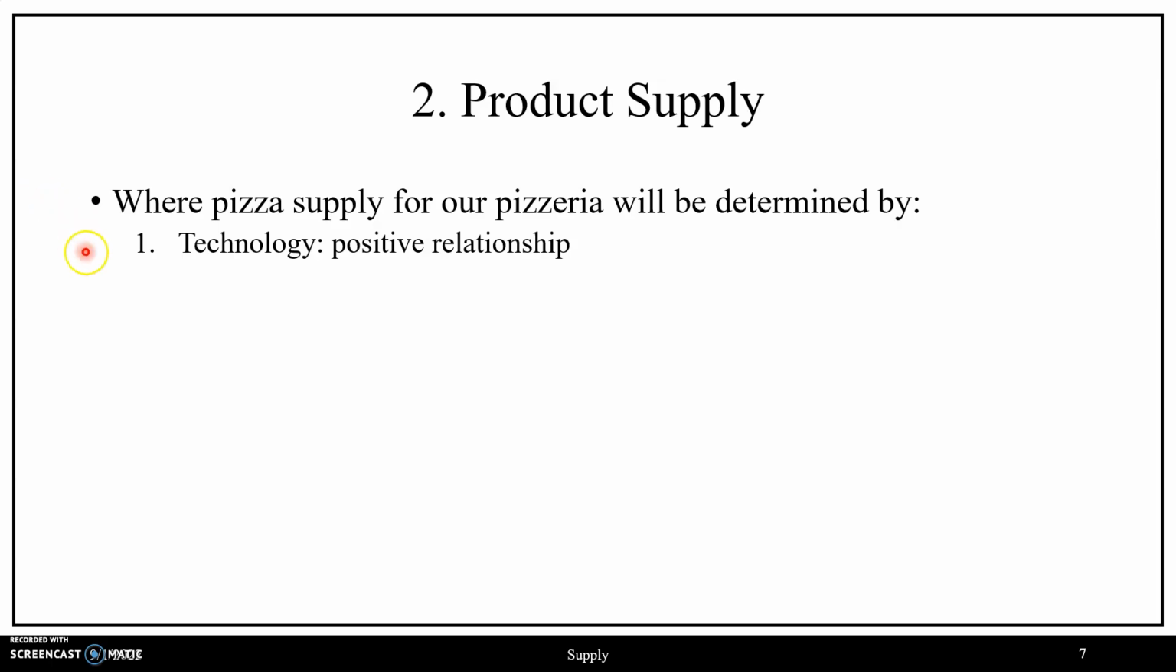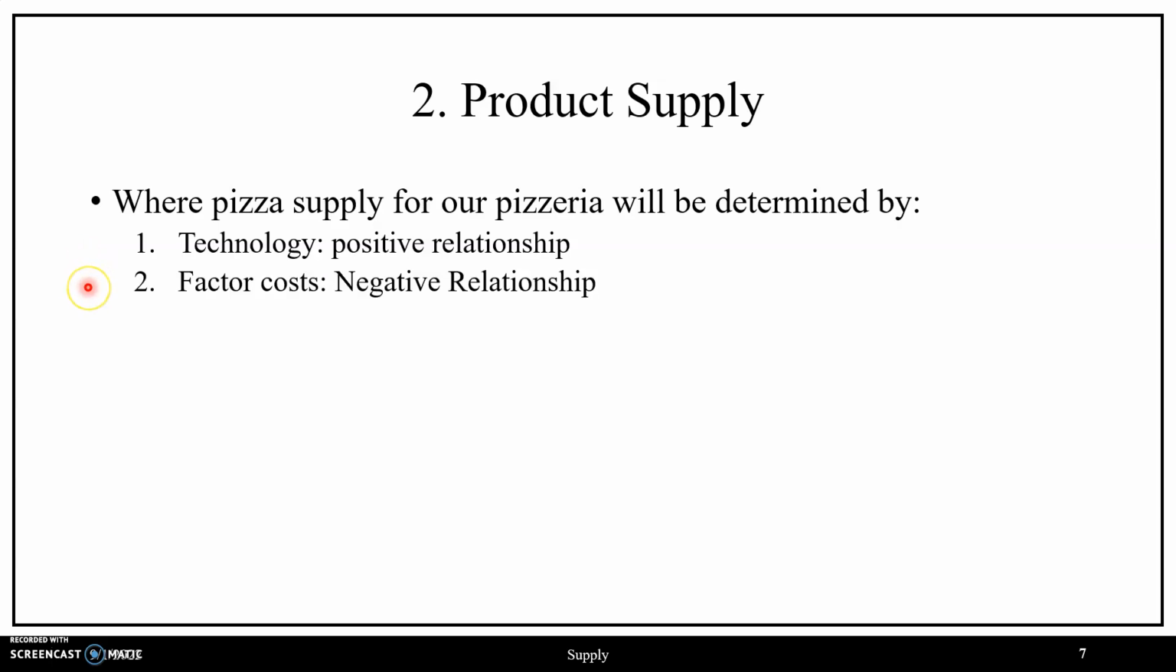The first factor will be technology, in which we would expect to be positively related with supply, in that for this pizzeria, in terms of their technology, which we can say as their pizza oven, if they get a larger pizza oven or a more state-of-the-art pizza oven that can increase the amount of pizzas that they produce in the same amount of time, then we would expect that this firm would be willing and able to sell more pizza slices than before.